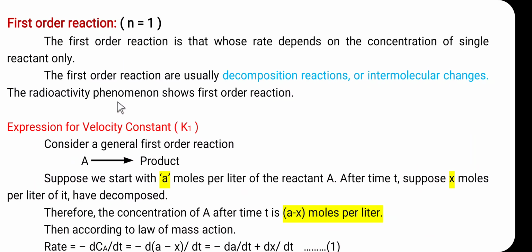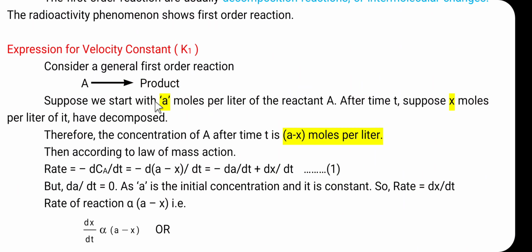Generally, first order reactions are decomposition reactions or intermolecular changes. The radioactivity phenomenon also shows first order reaction. So the second point is the expression for the velocity constant, and it is denoted by the symbol k1.